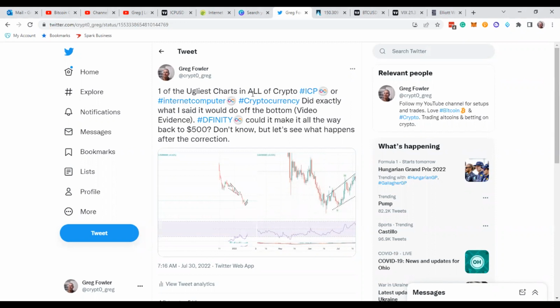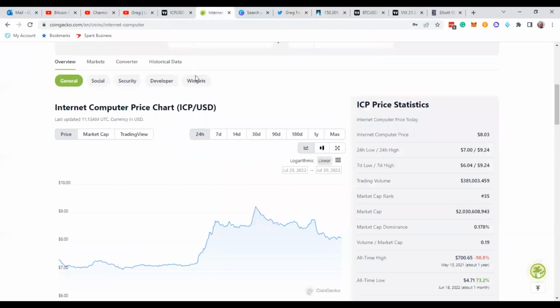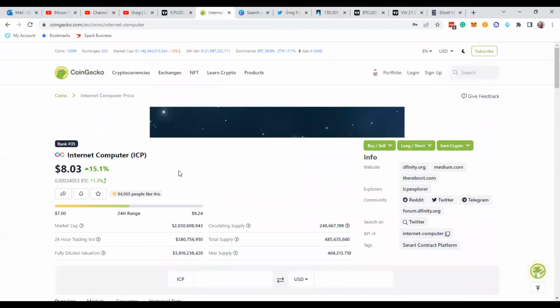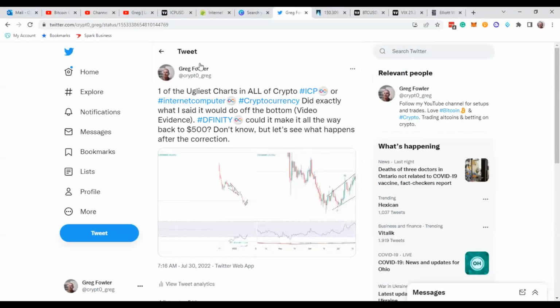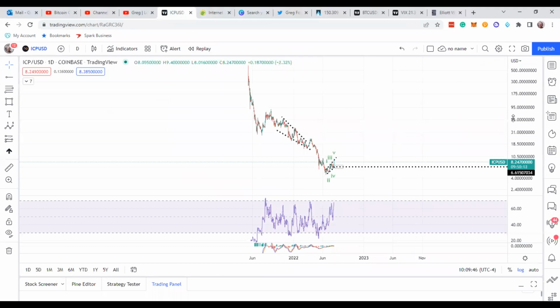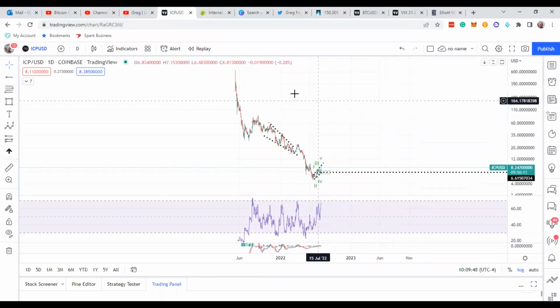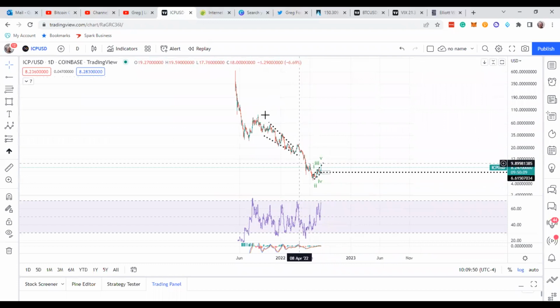I said one of the ugliest charts in all of crypto, ICP. Now, Internet Computer is like a top 50 crypto, according to CoinGecko. Right here, Internet Computer's price chart. And if I go over here, check out CoinGecko, they're number 35, according to them. And they have one of the ugliest charts out of all the top 50 cryptos. Just ugliness all the way down.